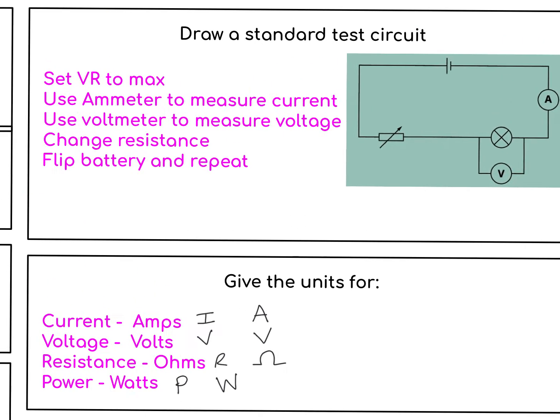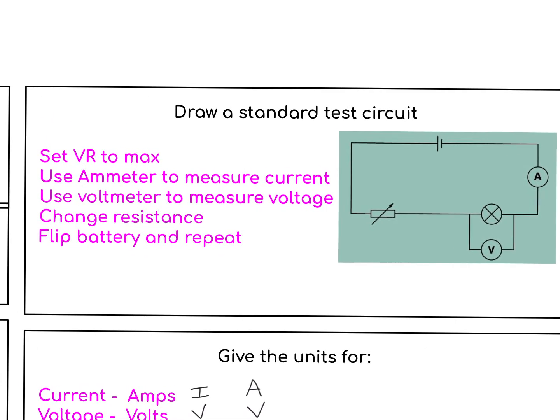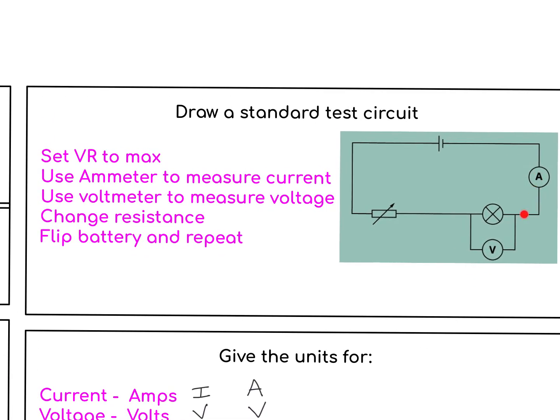Setting up a standard test circuit to test the current and voltage of certain things. First thing you want to do is set the variable resistor to max. Use an ammeter to measure current, a voltmeter to measure voltage. Change the resistance and then flip the battery and repeat. You can do this with a diode and with a resistor as well.